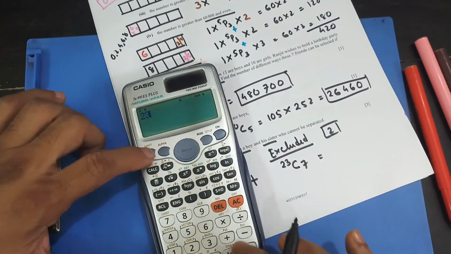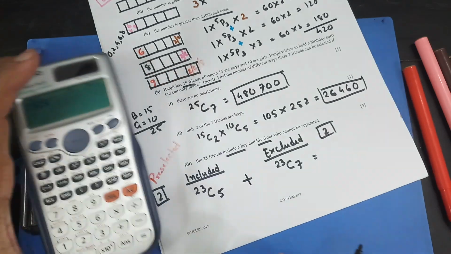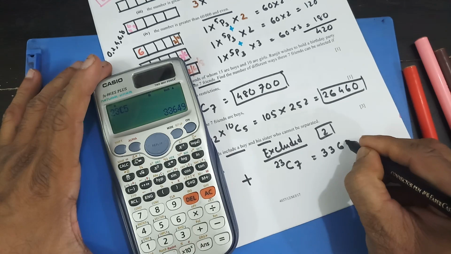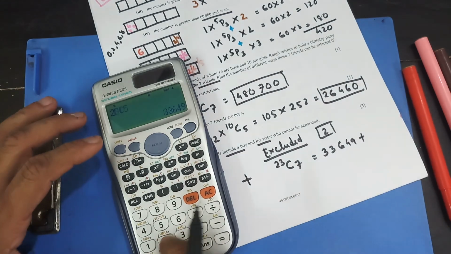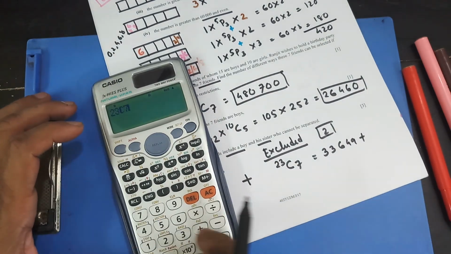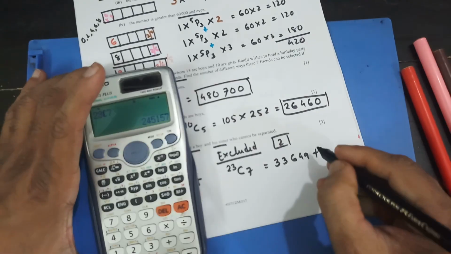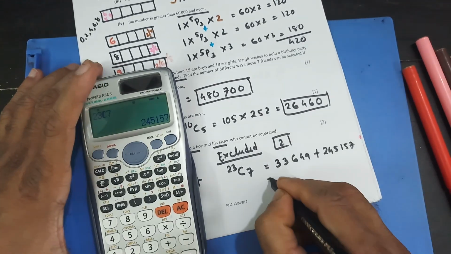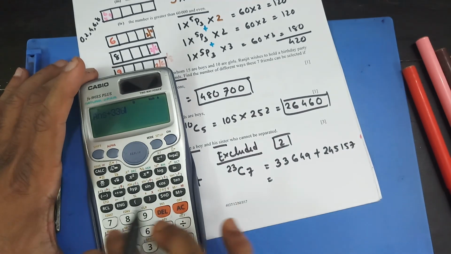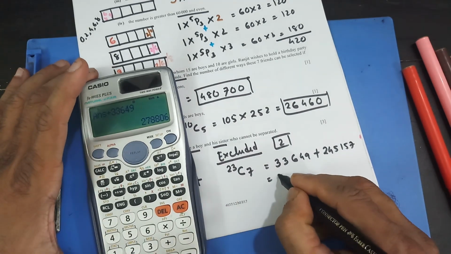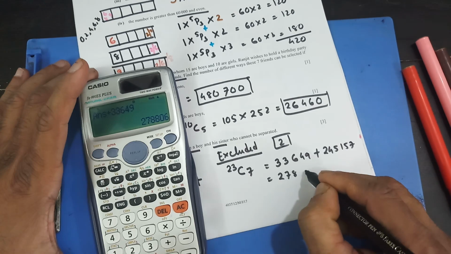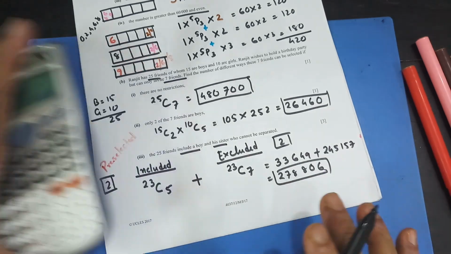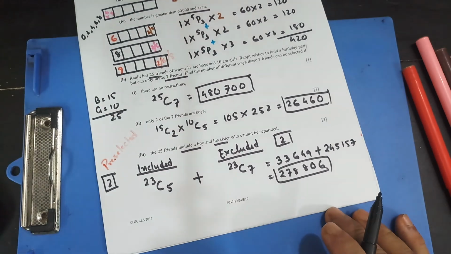So that's what we are looking at. So 23C5, and that's going to give me 33,649, and over here I got a huge number, 45,157. So total is 278,806. Okay, that's many ways he can do that.